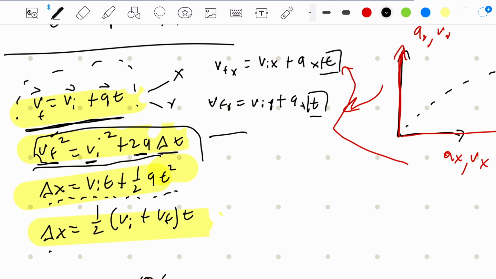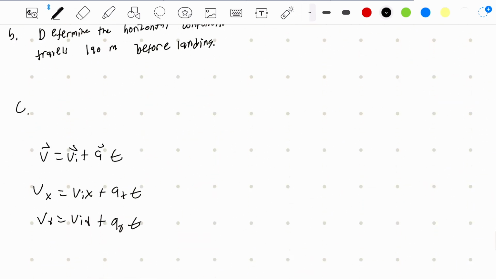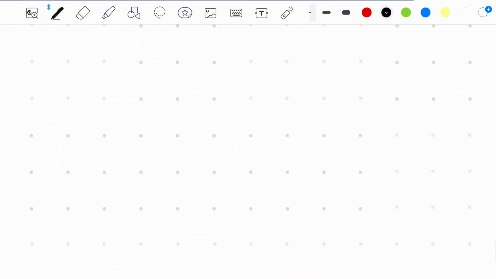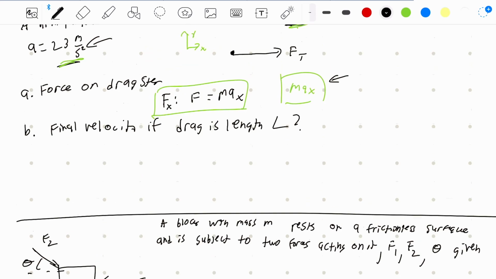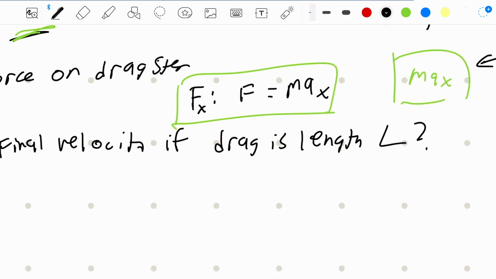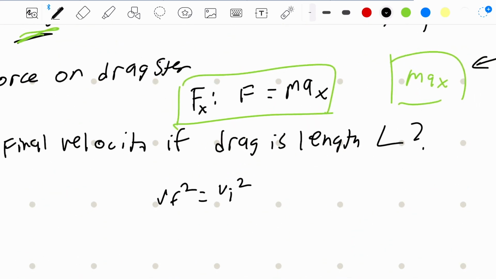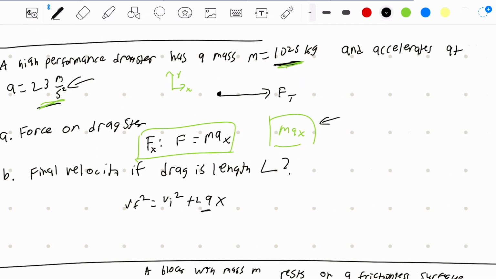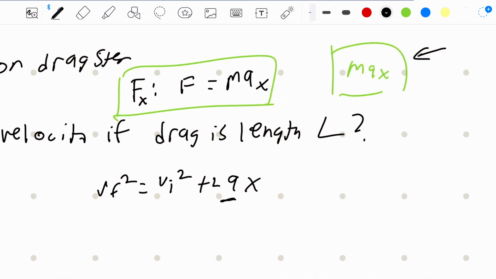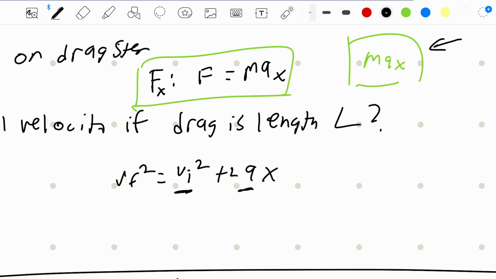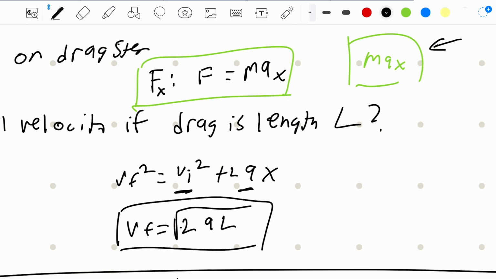So likely this one here, which is vf squared is equal to vi squared plus 2a delta x. So we'll write that one down. So here we go. vf squared is equal to vi squared plus 2a delta x, or 2ax. Well, we know that there's some positive acceleration, so we have that. We know this x is going to be L. We're looking for the final velocity, but we know it starts from rest, so vf is equal to the square root of 2 times that acceleration times the length. And there's our final expression.